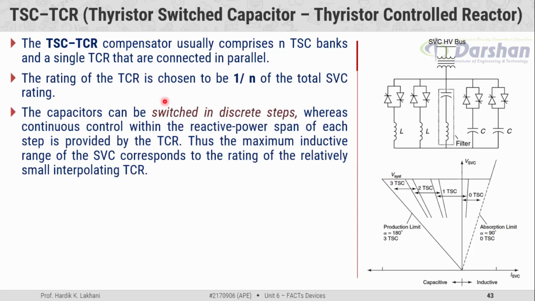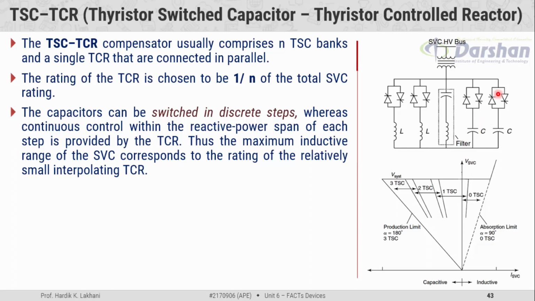The capacitors can be switched in discrete steps, whereas the continuous control within the reactive power span of each step is provided by the TCR. Thus, the maximum inductive range of the SVC corresponds to the rating of the relatively small interpolating TCR. So let me explain this statement with the help of the VI characteristic.